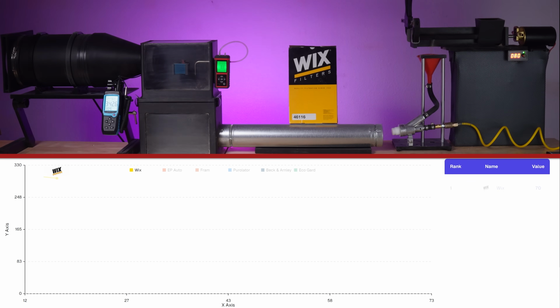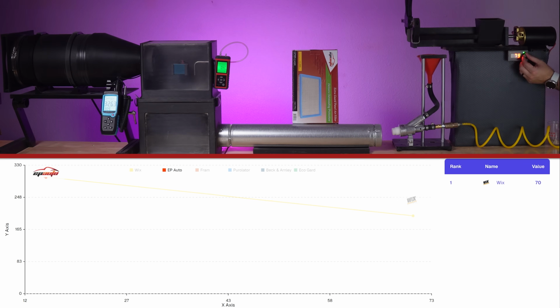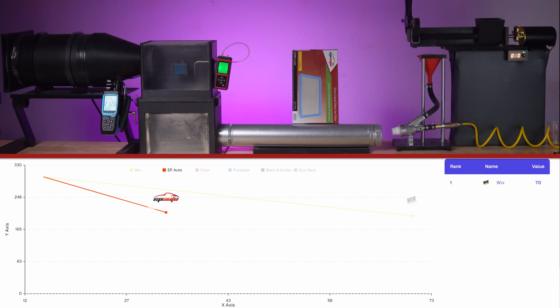The Wix was extremely impressive. It took a whopping 70 grams of dust before dropping below 200 CFM. Let's see if any other filters can beat that. The EP Auto starts off poorly, dropping to 300 after just 5 grams. And after only 35 grams, the EP Auto drops below 200 CFM.